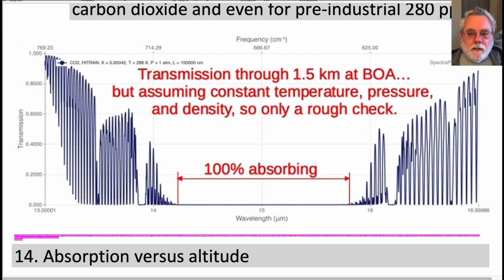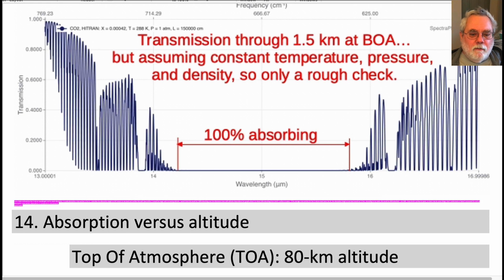And this helps us when we come to use a different tool, MODTRAN, later in the course. Top of atmosphere, 80-kilometer altitude. Very little absorption occurs above 80-kilometer altitude. Climate scientists refer to top of atmosphere, or TOA. I will use 80 kilometers as top of atmosphere. Sometimes climate scientists use 70 or 100 kilometers rather than 80.